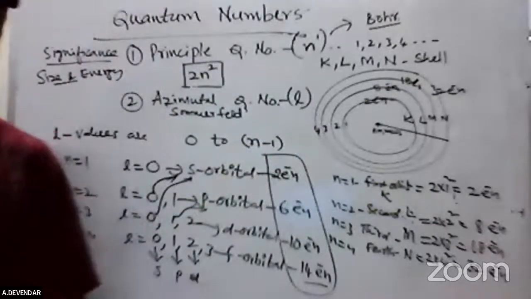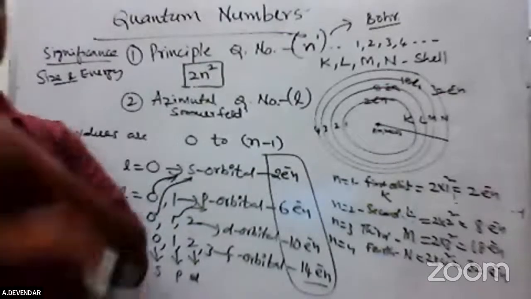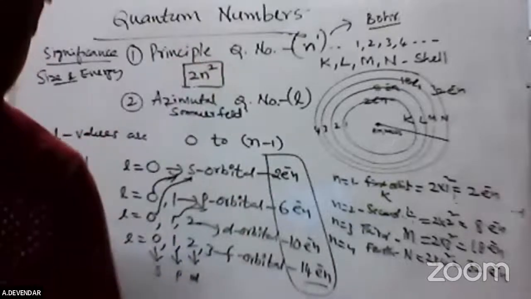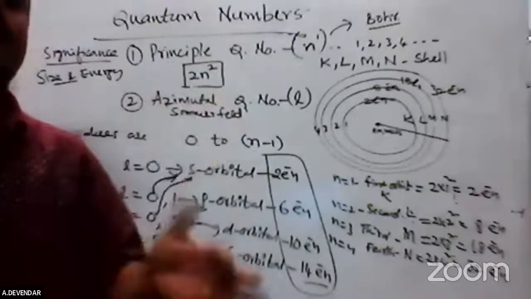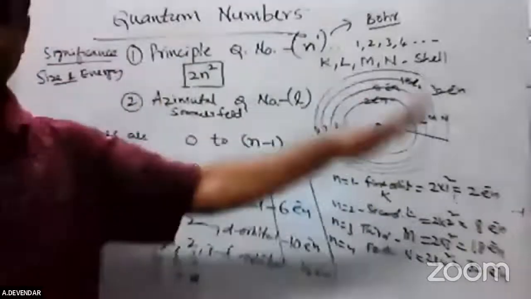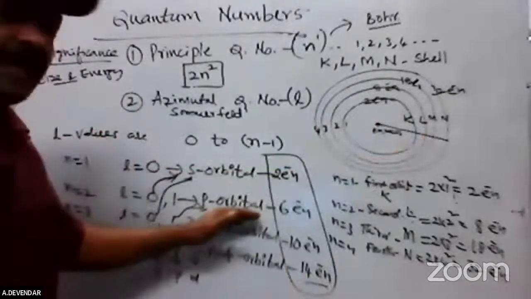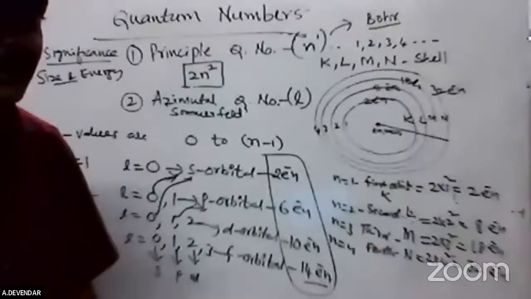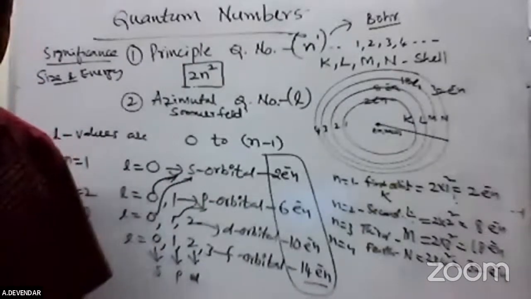So the azimuthal quantum number is a big quantum number. It explains so many things. That means in the main shells, subshells are present. In the subshells, how many electrons can be accommodated? The S orbital can accommodate a maximum of only 2 electrons. The P orbital can accommodate a maximum of only 6 electrons. Please remember this is useful for writing the electronic configuration.